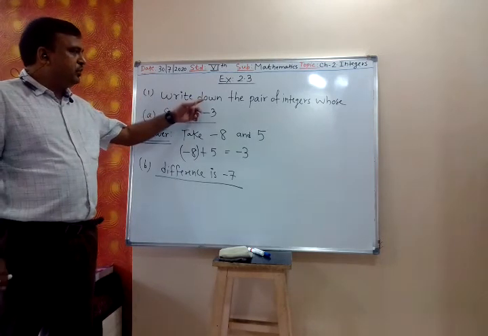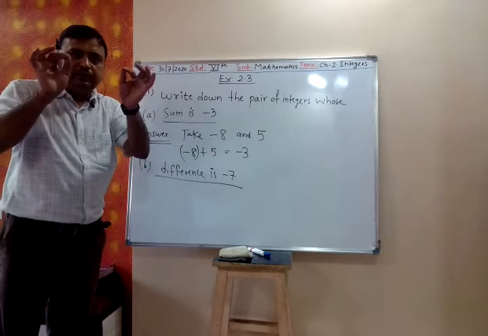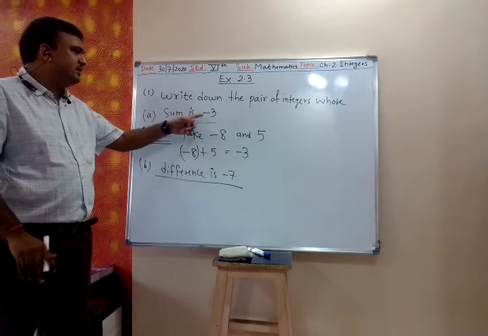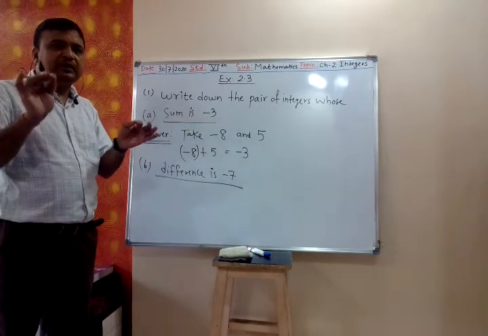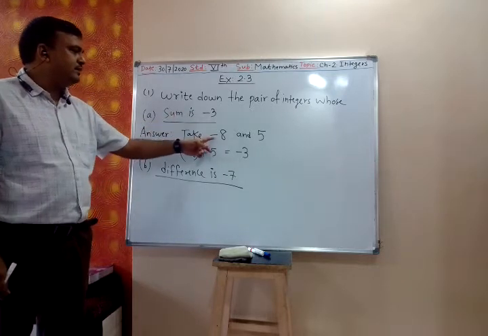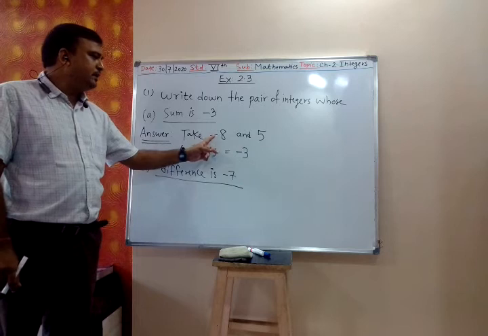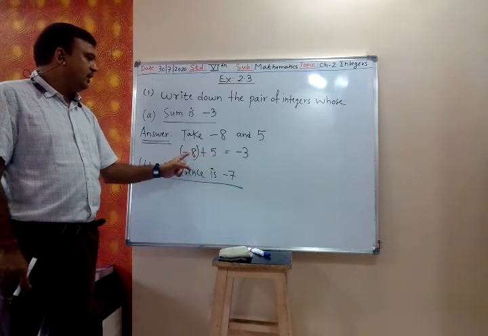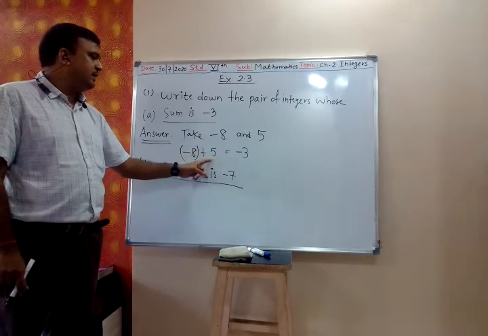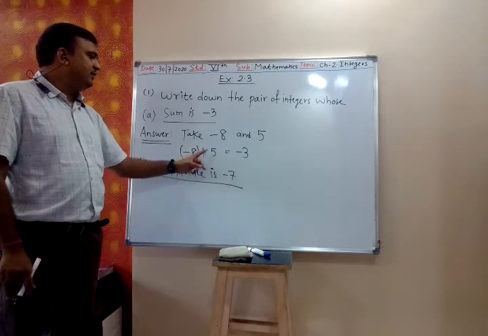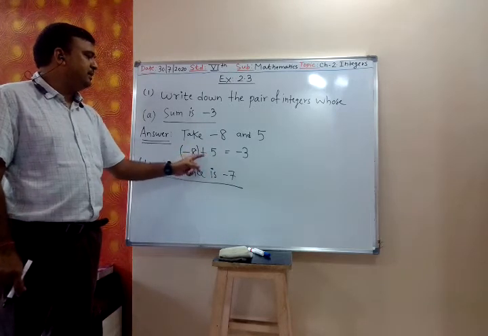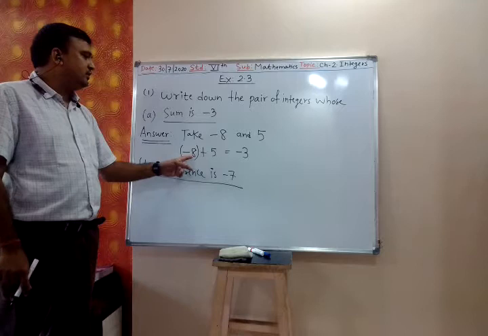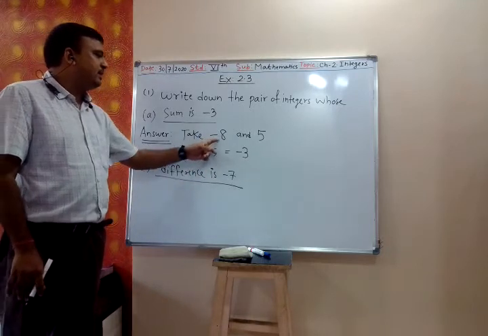See here. Mute the microphone, others. Pair means 2. So find two integers whose sum is -3. So I can take the integers -8 and 5. Sum means addition, so -8 plus 5. 8 has a minus sign, 5 has a plus sign, opposite signs, so subtract. 8 minus 5 is 3. Which number is bigger? 8. So it is -3. So the integers are -8 and 5.